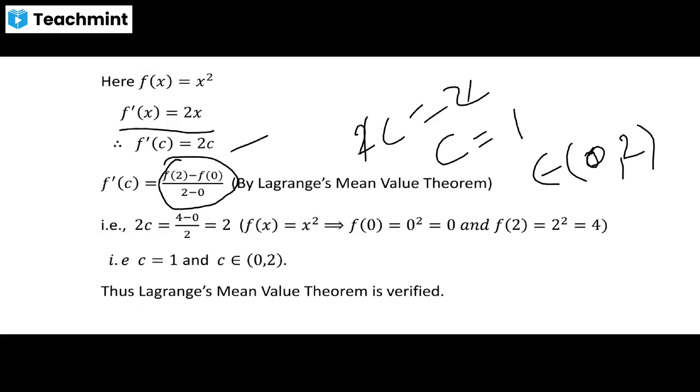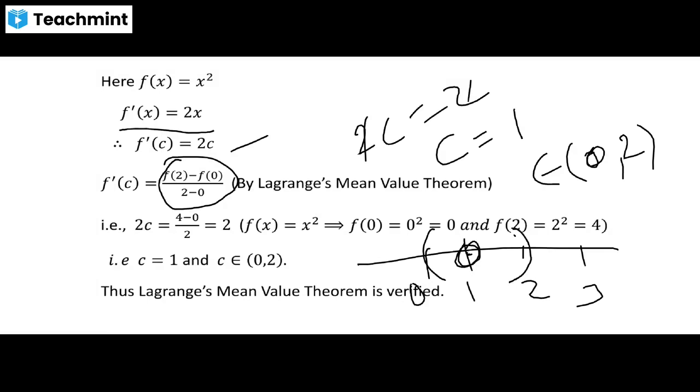The c value 1 has come. I am asking whether this c is in the interval between 0 and 2. On the real line, this one is 1, this one is 2, and this one is 3, like that. Here this one is 0. The root c we got has value 1. This 1 lies in the interval 0 and 2. Thus Lagrange mean value theorem is verified.